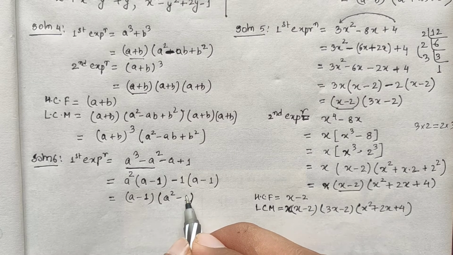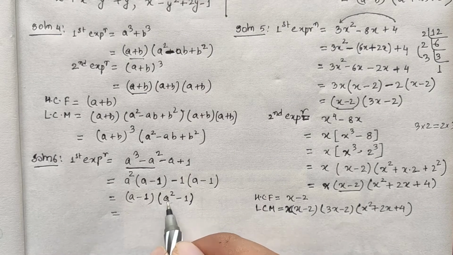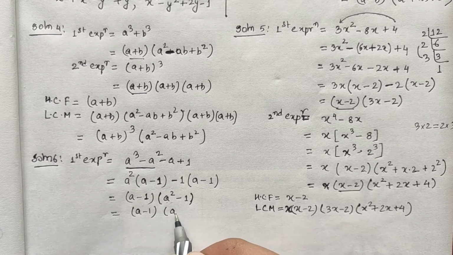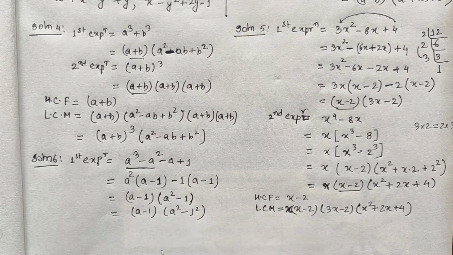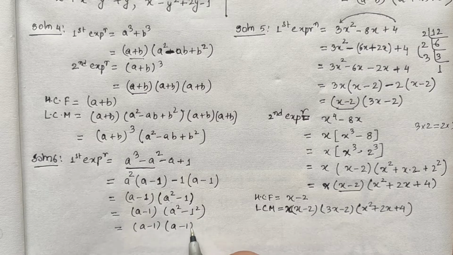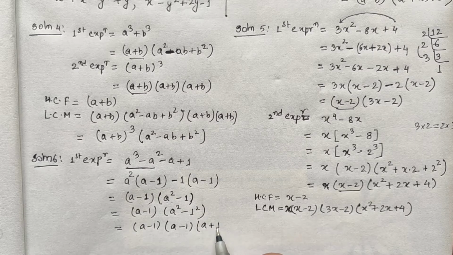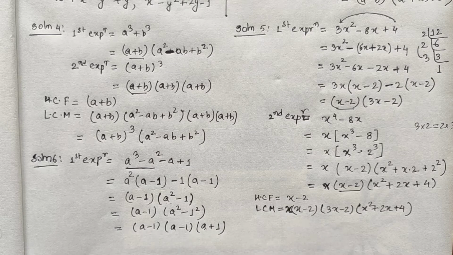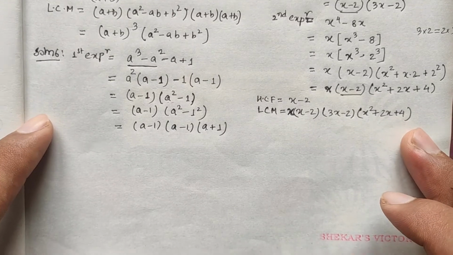Again, if you see here, it is in the form of a square minus b square, because we can write 1 as 1 square, because 1 square means 1. So now you have to know the formula of a square minus b square. So what's the formula? A square minus b square is a minus b, a plus b, because in the place of a is a, in the place of b there is 1. Okay, now solve the second expression.